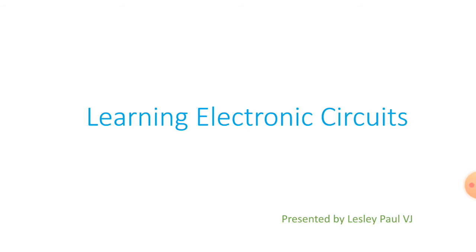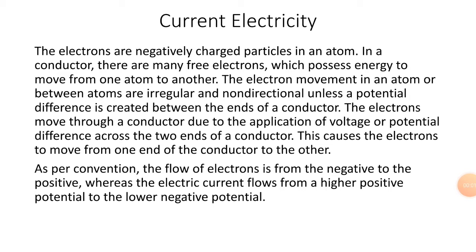Let's go. Current electricity. The electrons are negatively charged particles in an atom. In a conductor, there are many free electrons which possess energy to move from one atom to another. The electron movement in an atom or between atoms is irregular and non-directional unless a potential difference is created between the ends of a conductor.